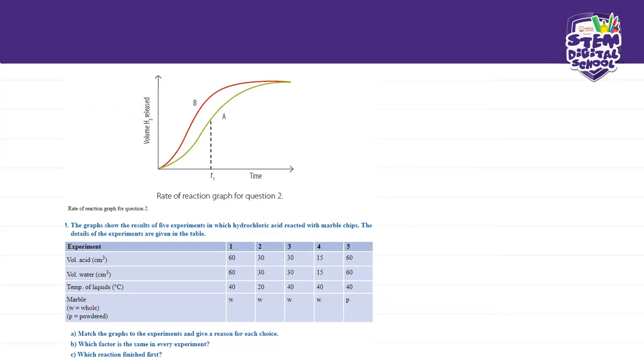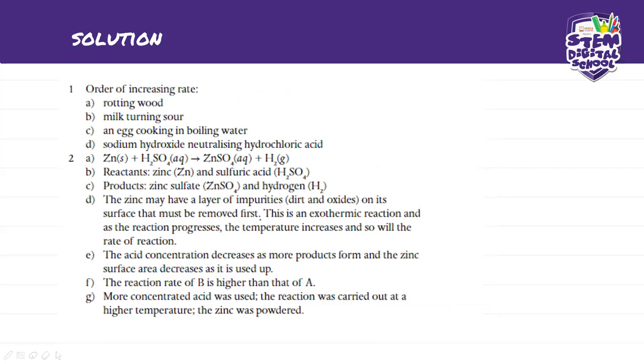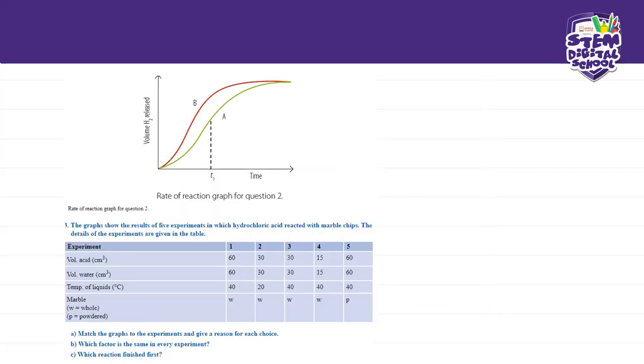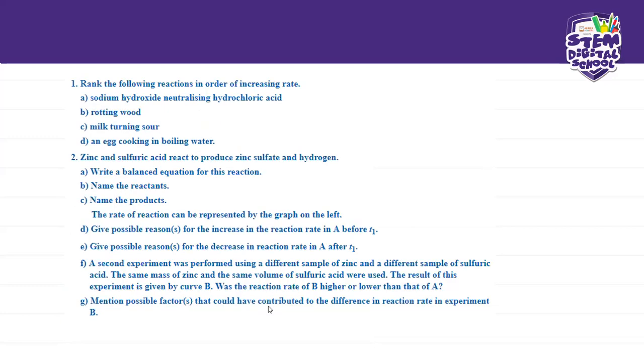So let's see. The reaction rate at B is higher than that of A. Okay. So they want to know, mention the possible factors that could have contributed to B. So this is our experiment B, the red line, and this is our experiment A. So they want to know what are the factors that could have contributed.